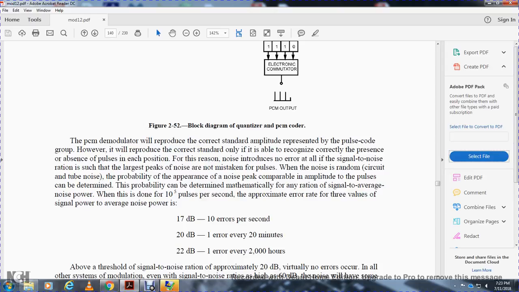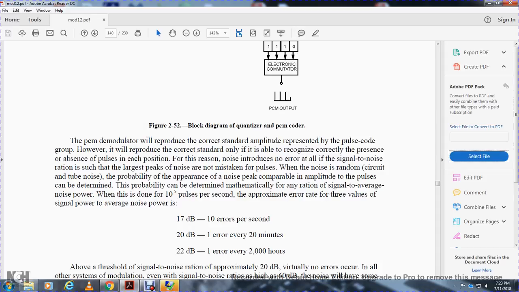the pulse code modulator demodulator will reproduce the correct amplitude represented by the pulse code group. However, it reproduces the correct amplitude only if it is able to recognize the presence or absence of a pulse in each position. For this reason, noise introduces no error provided the signal to noise ratio is such that the largest peak of the noise is not mistaken for a pulse. For random circuit or tube noise, the probability of a noise peak comparable to the amplitude of the pulse can be determined mathematically for any ratio of the signal to the average noise power.